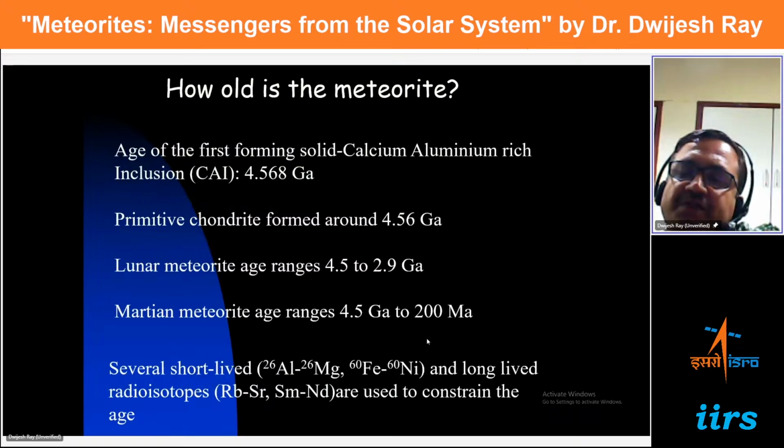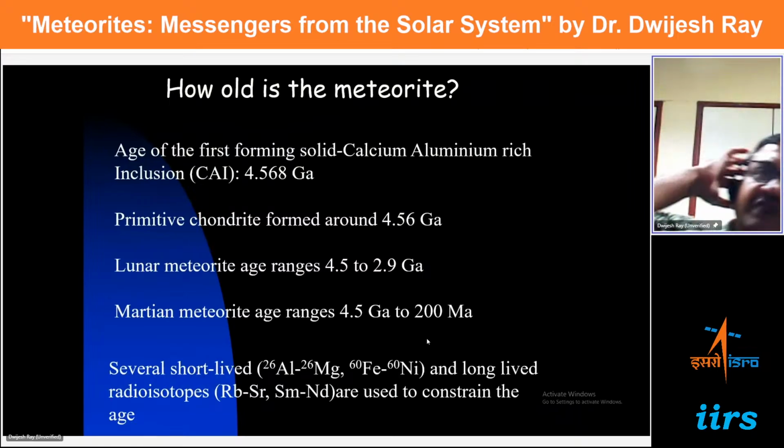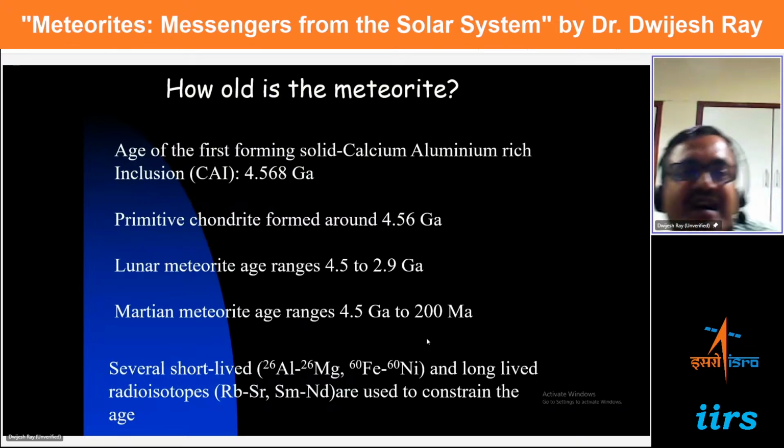So how old is the meteorite? We all know the age of the solar system is around 4.5 billion years. Some of the early solid objects, like calcium aluminum rich inclusions, are also very old, sometimes equivalent to our solar system. And these primitive chondrites formed very early, but lunar meteorites and Martian meteorites can be older as well as younger, because if volcanism occurred later or in recent times, you can always expect some younger rocks.